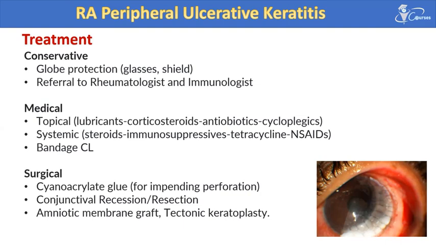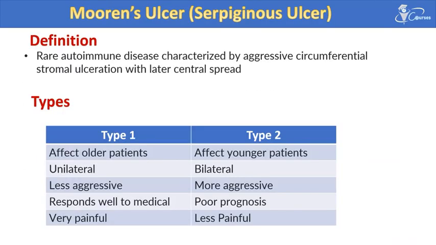The second most important differential diagnosis for peripheral ulcerative keratitis is called Mooren's disease. So what is Mooren's disease? Sometimes referred to as the serpiginous ulcer. It is a rare autoimmune disease characterized by aggressive circumferential spread of stromal ulceration with late central spread. So it is an autoimmune disease. There is circumferential, peripheral stromal ulceration, and then it will progress centrally, involving the central cornea as well.